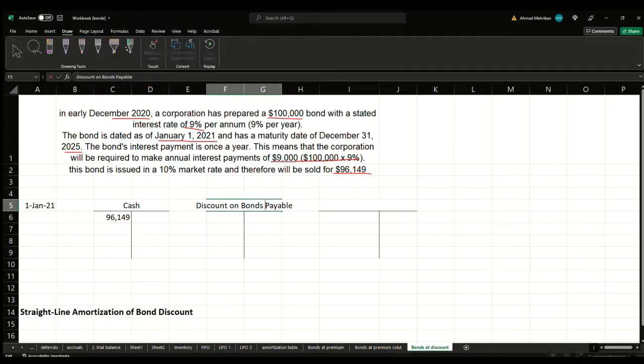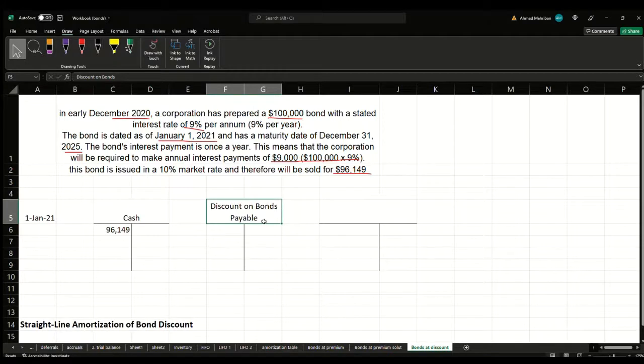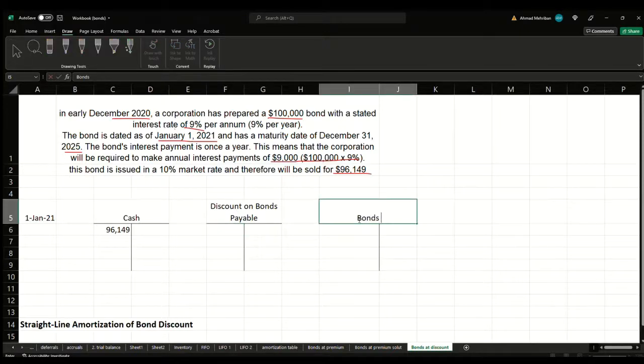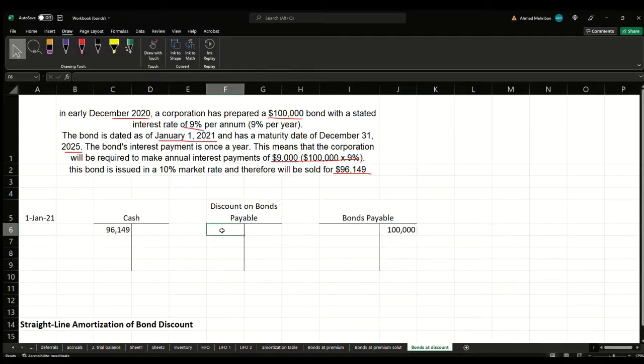Discounts on bonds payable. We will record the difference. Bonds payable of $100,000 will be recorded here, and the difference between these two will be recorded in here.